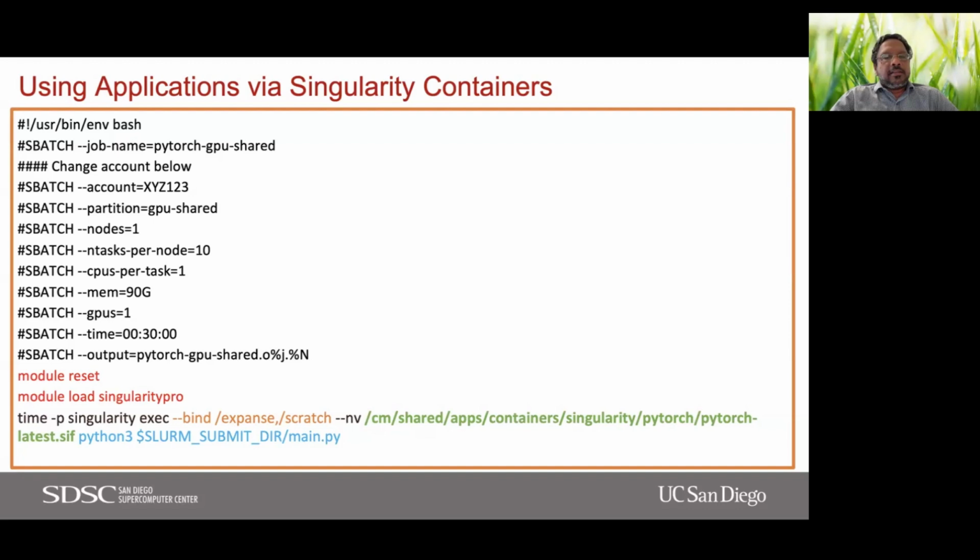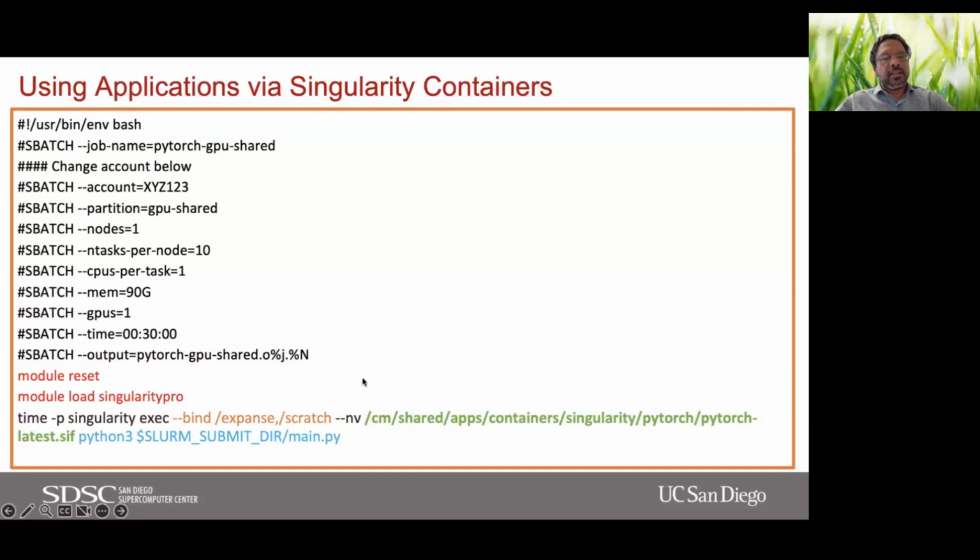The only thing on the application side is that instead of loading the modules that we have installed, you reset everything, just load the Singularity module that puts Singularity in your path, and then everything runs through the container. In this case, I'm executing using the PyTorch container that is in the shared directory that I had mentioned before.